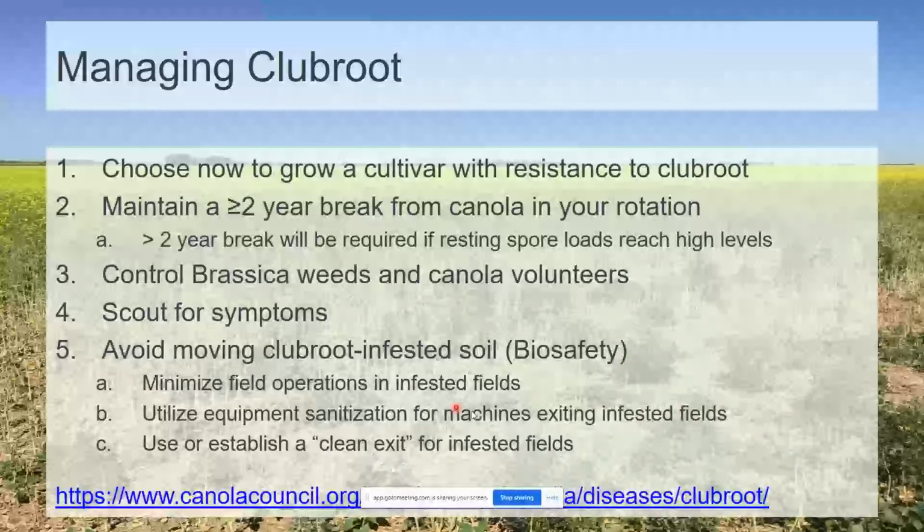So minimum field operations, sanitization of equipment coming from known infested fields, and perhaps establishing a clean exit for fields that are known to have an infested area. So what that means is, let's say your main entrance has a whole bunch of clubroot in it. You probably don't want to exit the field from the worst contaminated or polluted part of the field. You may want to establish a clean exit so that you can leave and not take the clubroot with you, or at least make it much less likely.